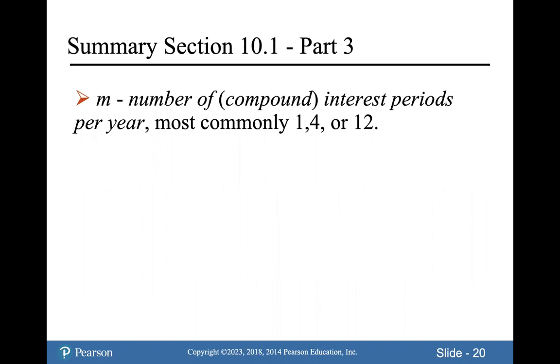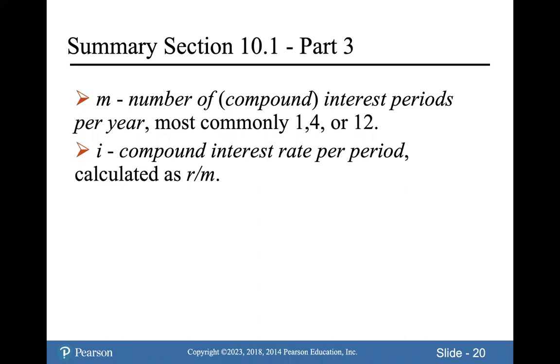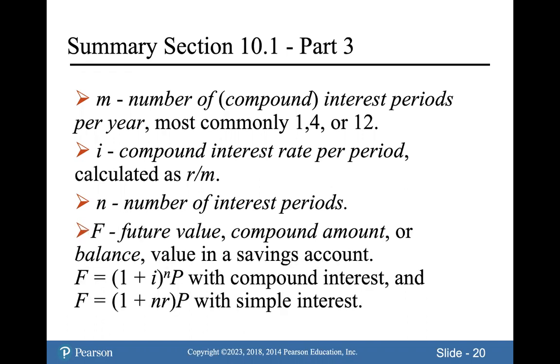M, the number of compound interest periods per year, most commonly 1, 4, or 12. We saw some other possible examples a few slides back. I, the compound interest rate per period, which is calculated using R divided by M. N, the number of interest periods total. And then F, the future value, compound amount, or balance, which is either found by using F equals 1 plus I to the power N times P, if you're using compound interest, or F equals the quantity 1 plus N times R times P using simple interest.